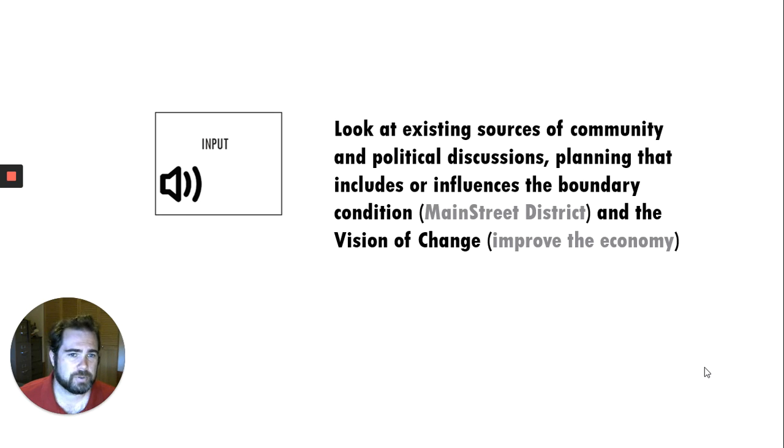And finally, input looks at existing sources of community and political discussions, and planning that includes or influences the boundary condition and the vision of change. Input includes things like community engagement that's been done in prior sessions, commentary on the political climate, and any other planning documents or processes that have been done in the past would be inputted into the input block.